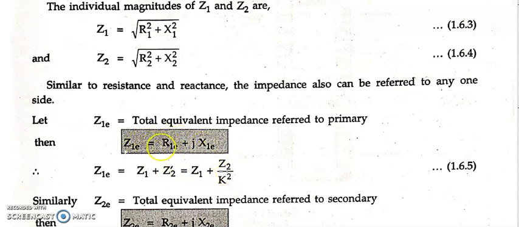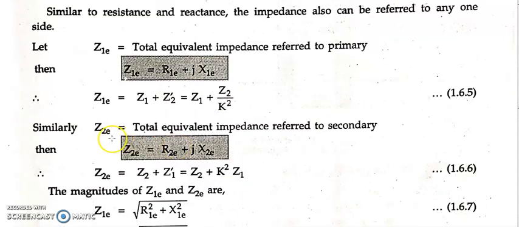So this is all with respect to the primary, when referred to primary. Here you can see the total equivalent impedance referred to secondary. So Z2E is equal to what? Same formula, R2E plus jX2E.